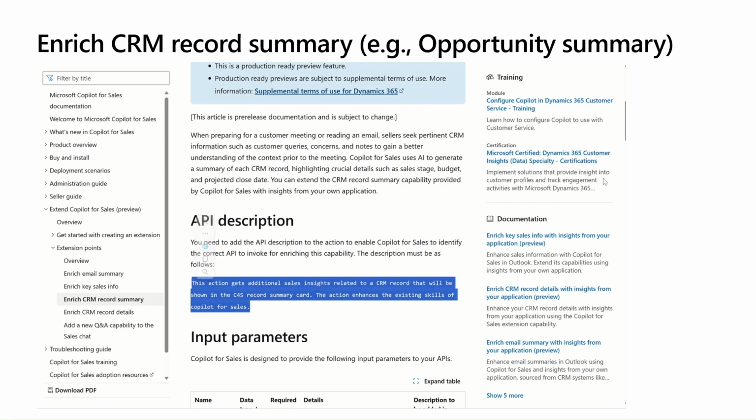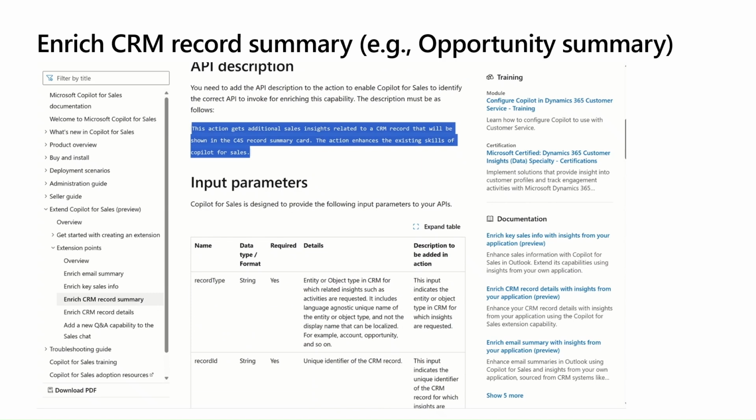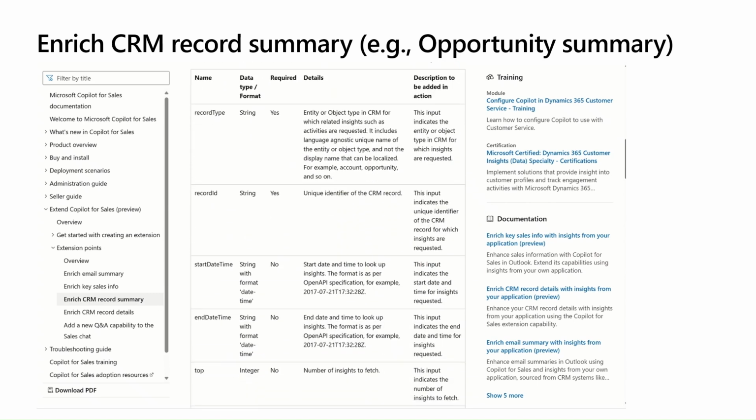Let's have a quick look at the input parameters. We have 8 different input parameters here, but only the first two are the required ones, the record type and the record ID. Again, the input parameter names can be totally different in your custom connector or in your API. But this description will tell the Copilot where to pass those values.